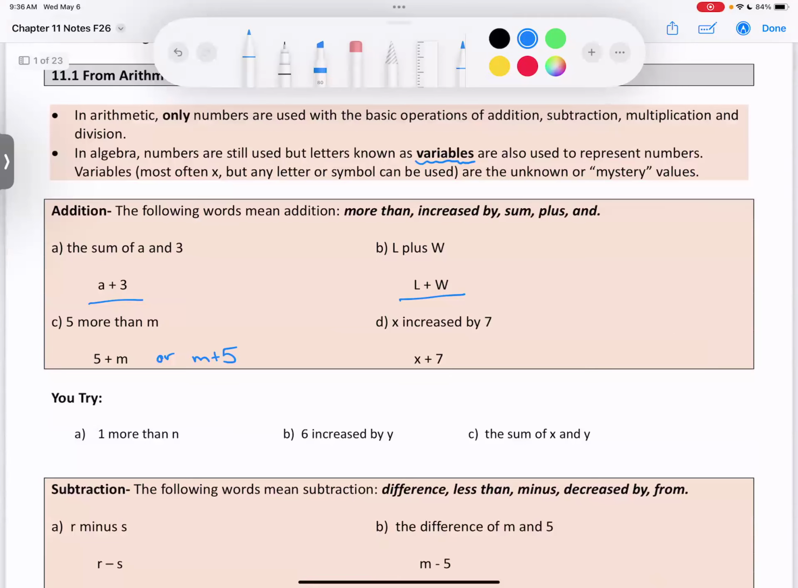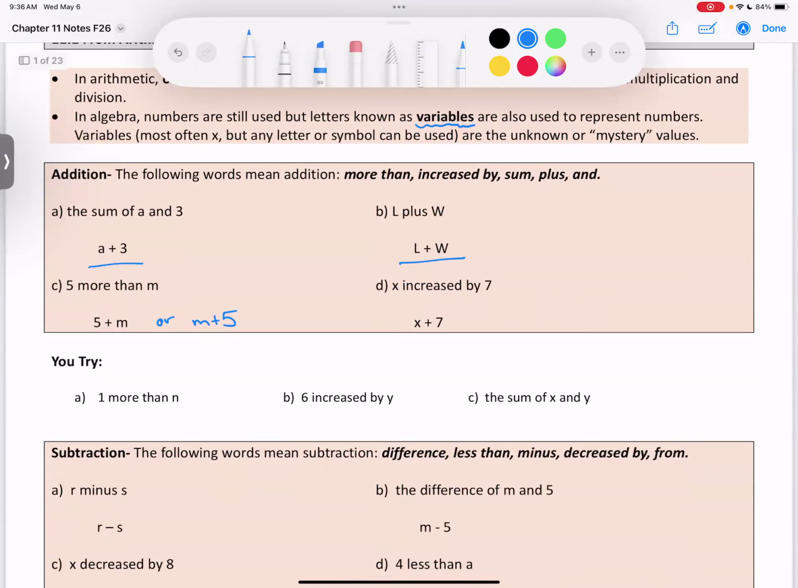So go ahead, pause the video and try the next three there. Let's do them together now. So 1 more than N would be 1 plus N, or you can write N plus 1. 6 increased by y is going to be 6 plus y. And the sum of x and y would be x plus y.